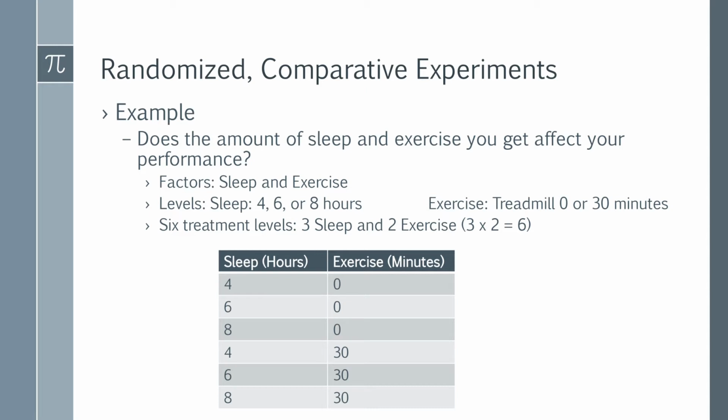Now the table below lists them out. So you can sleep for 4 hours with 0 minutes of exercise, sleep 6 hours with 0 minutes of exercise, sleep 8 hours with 0 minutes of exercise, or sleep 4 hours with 30 minutes of exercise, sleep 6 hours with 30 minutes of exercise, and sleep 8 hours with 30 minutes of exercise.